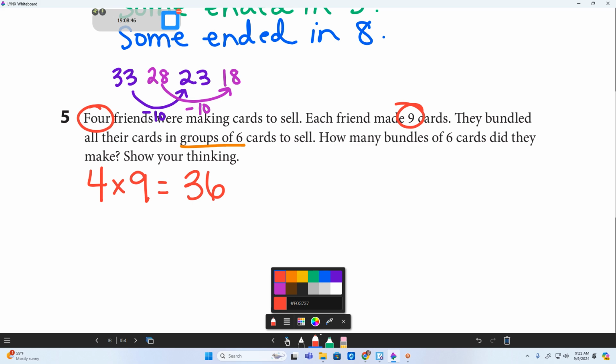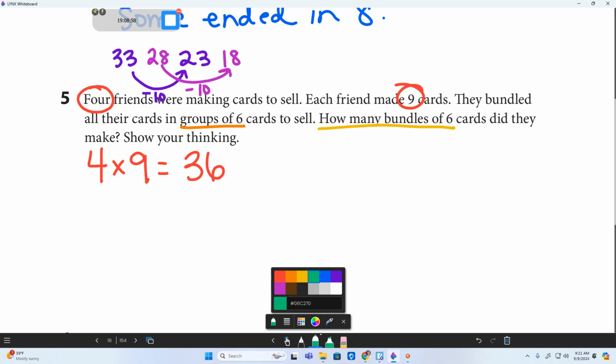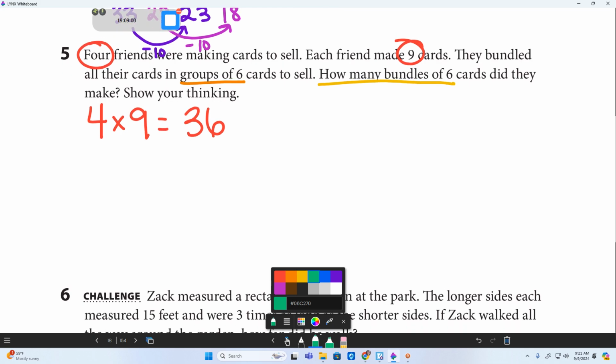The first thing I want to do is 4 friends times 9 cards each, and that equals 36. Okay, but that's not the answer because they're asking not how many cards there are total, but how many bundles of 6. This might be a great opportunity, especially if you're really visual like I am, to draw some things. So I'm going to make 36 cards and I'm going to put them in groups of 6.